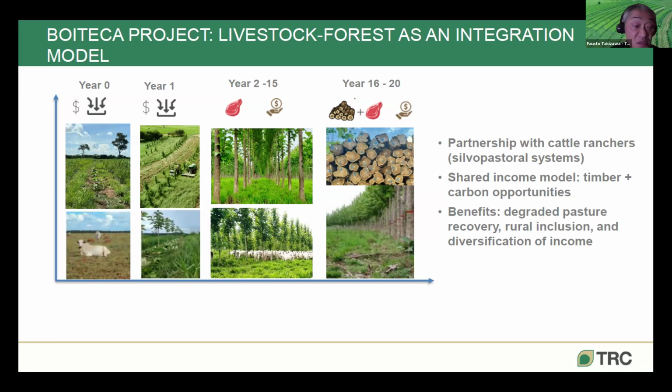The model delivers real benefits. It covers degraded land, diversifies rural income, and drives inclusion. Boiteca is not only about trees and cattle, it's about building resilience and long-term prosperity in the countryside.